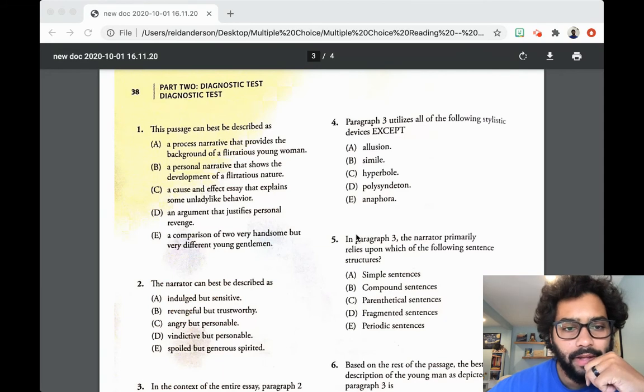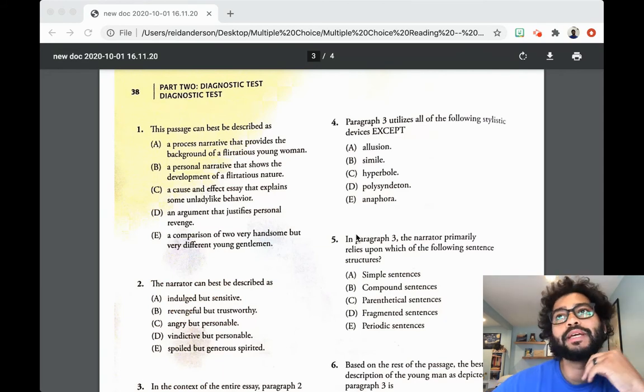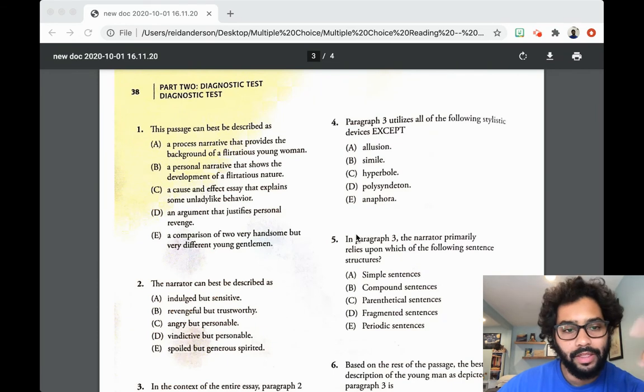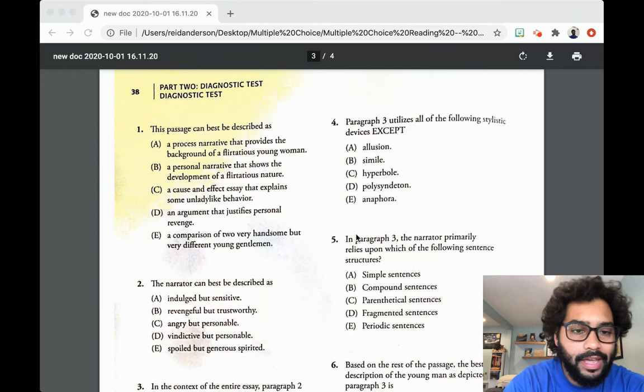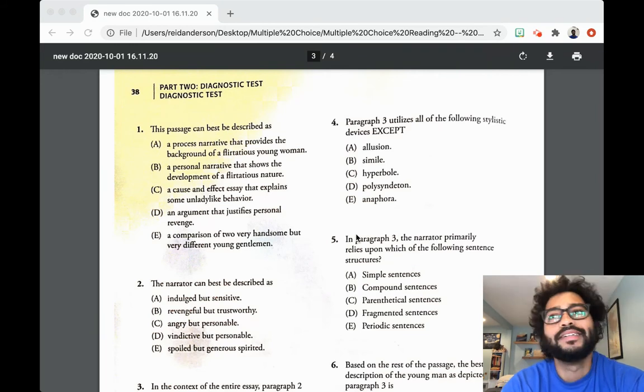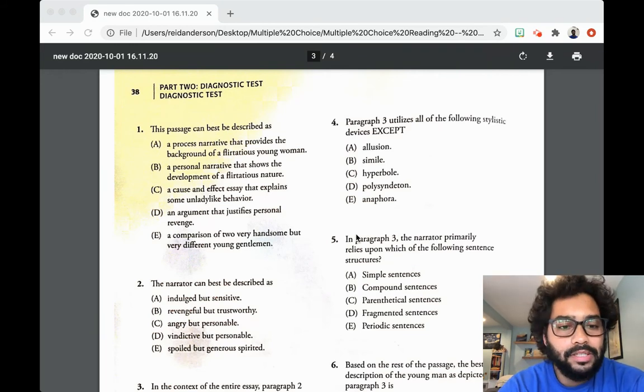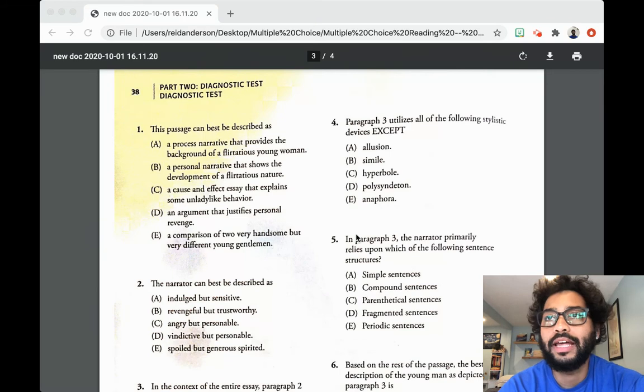A, a narrative that provides the background. It's not really about her background. As I'm looking at the other ones, it's not really background information. So I'm going to cross off A. I mean, it is background, but that's not the point of it. Is the point a personal narrative, or is the point a cause and effect essay that explains unladylike behavior?